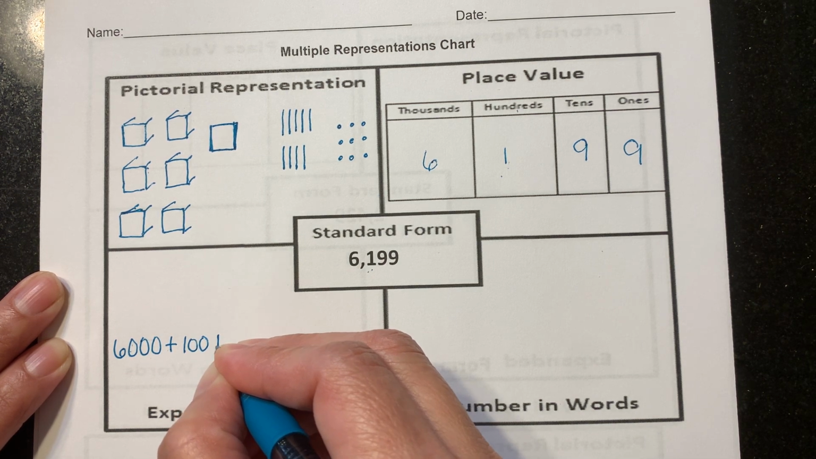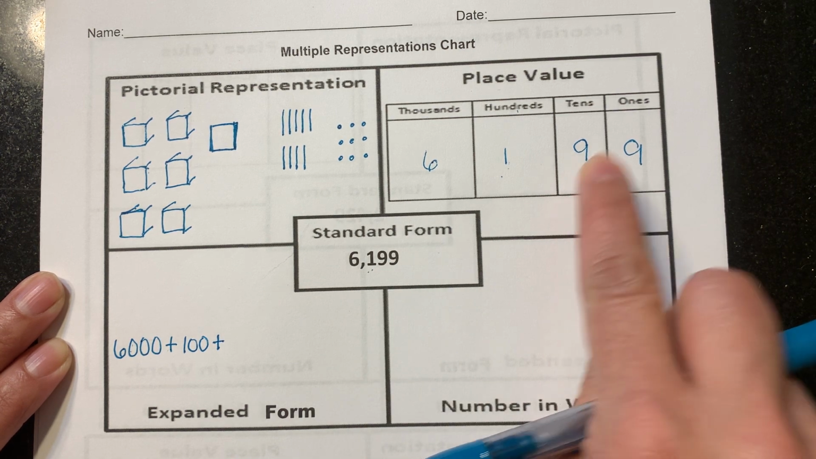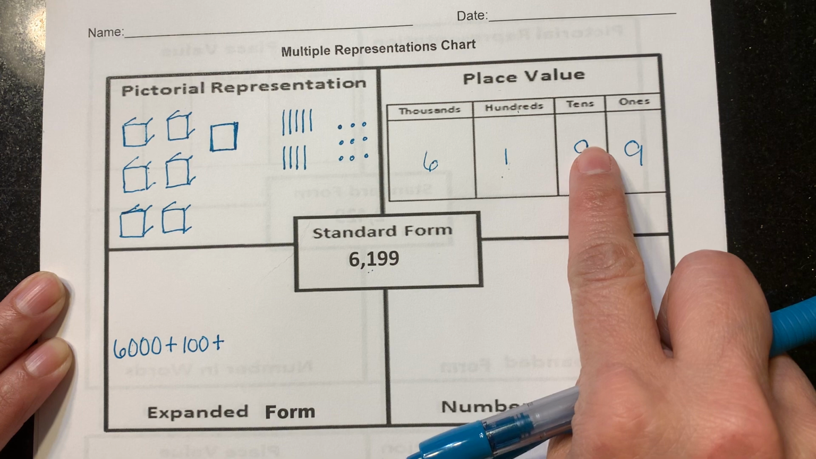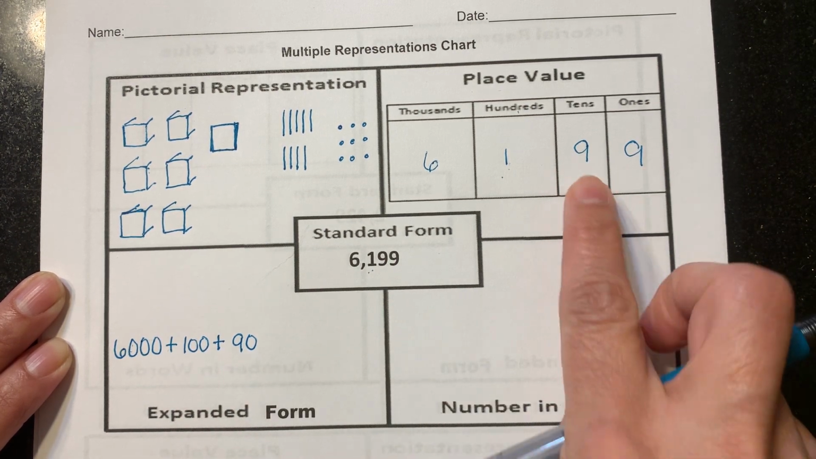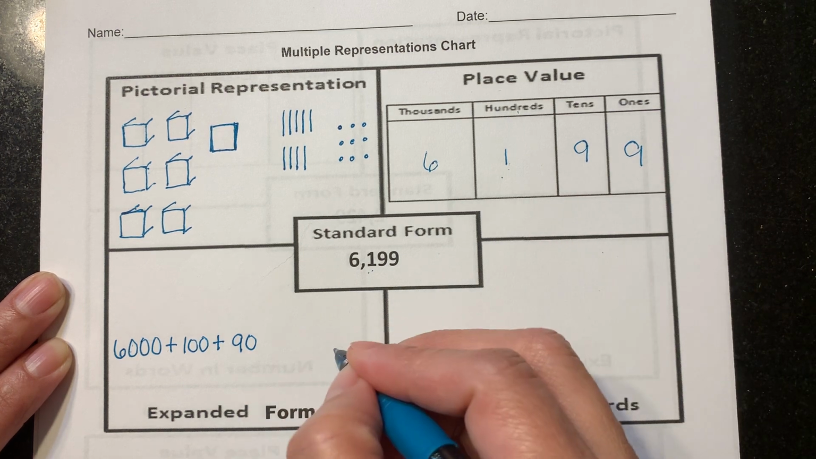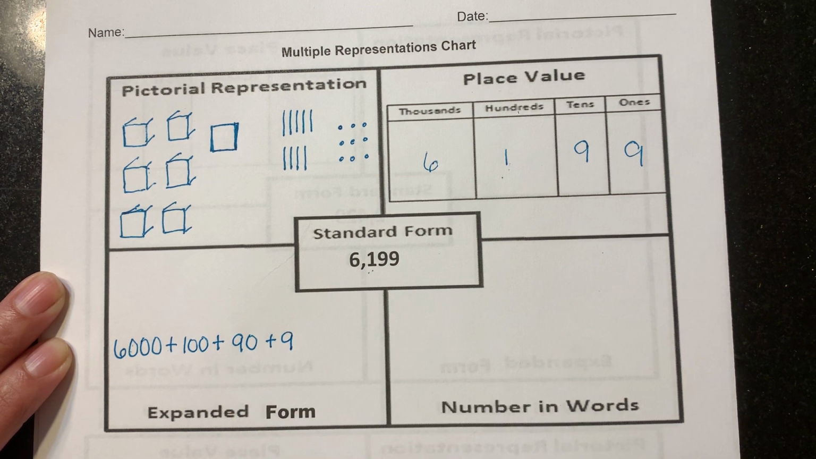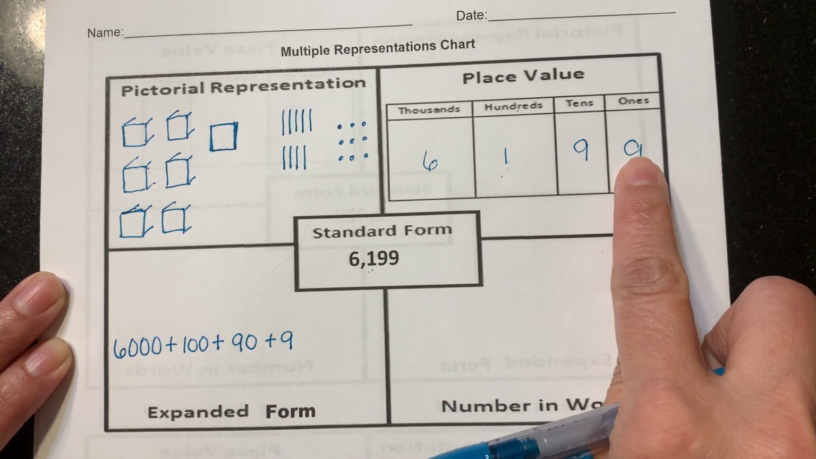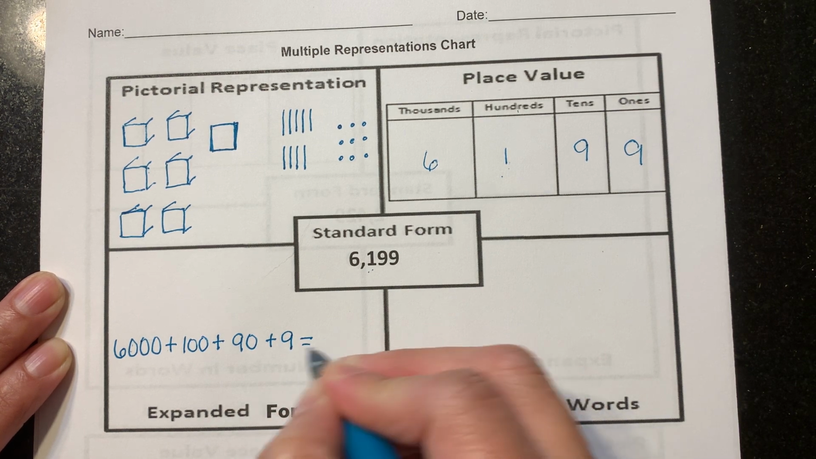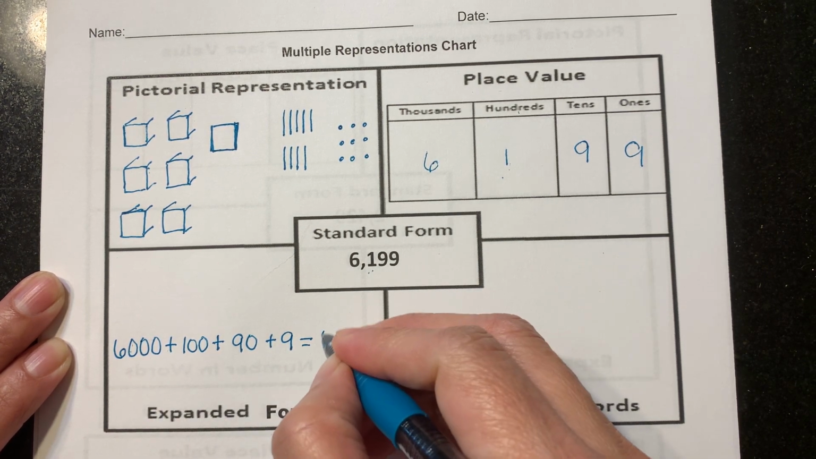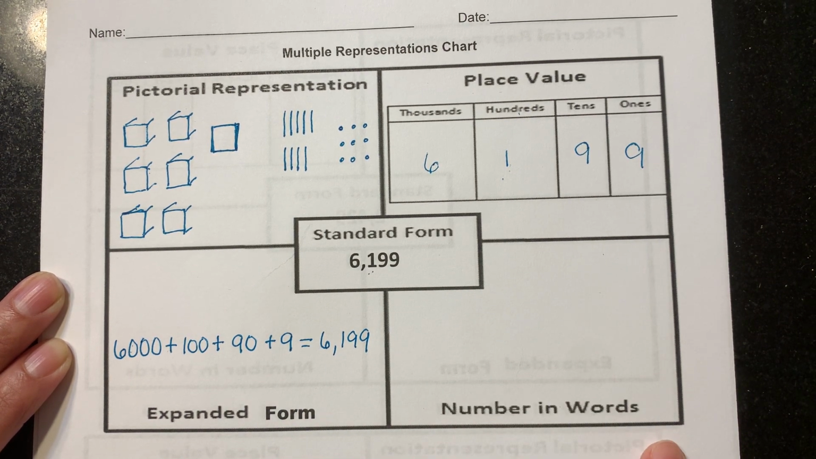Then the next one is the tens place. Look at your place value chart, and I see that there is 9 tens, so I'm going to go ahead and put 90 because it has 2 digits. There's 2 spaces, 2 boxes. Last one is 9 ones. I'm going to go ahead and write a 9 right there because it only has 1 box. I do not follow it with a 0. And altogether, if I add these all up, it gives me 6,199.